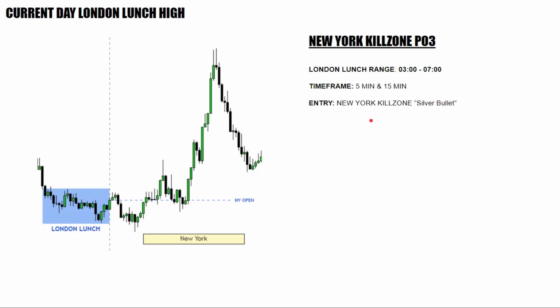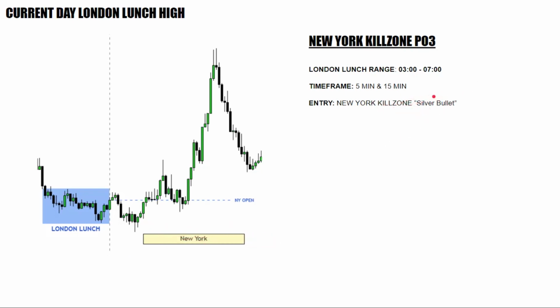Normally, the London range would be typically from 5 to 8, right? But in this case, we're using the range from 3 to 7 a.m. New York time. And the time frame we basically identify this whole profile in is either the 5 minute or the 15 minute. And our entry is the New York Killzone, within pretty much this range right here.